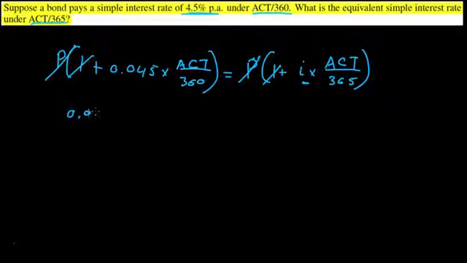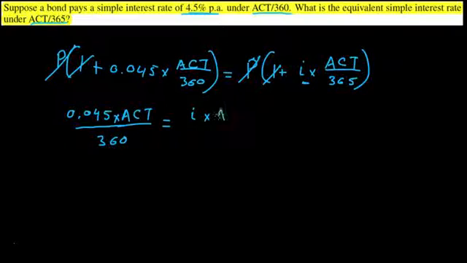So now all we're left with is 0.045 times ACT on 360, and that's meant to be equal to some interest rate times ACT divided by 365. We can leave ACT, that's like saying X or anything like that, it's just a value that we don't know yet, but it'll be the same on both sides. So we can really get rid of the ACT, because we're going to divide both sides, and then we just have to multiply both sides by 365. So we get rid of this, and this side will then be multiplied by 365 over here.